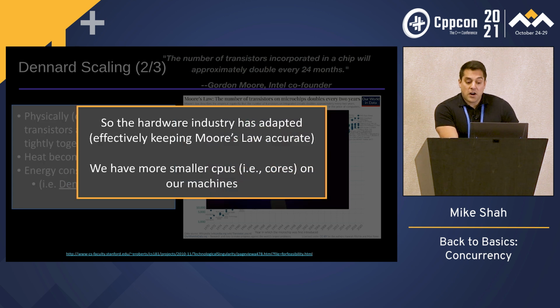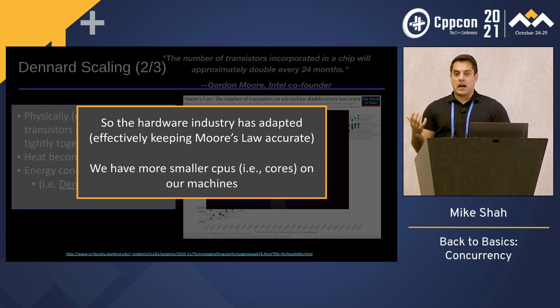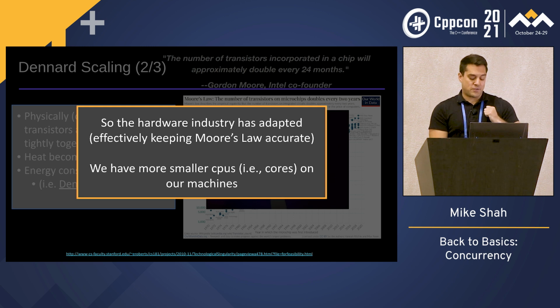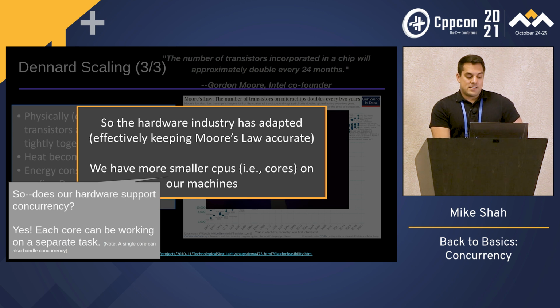Okay, so the hardware industry is going to adapt here in a way to keep Moore's law accurate, or this trend of doubling of transistors. Now we have more CPUs, or more cores, on our actual machines. We just add more cores rather than packing more transistors onto a single core. So again, does our hardware support concurrency? Well, yeah. Our cores are going to be able to work on separate tasks if we have multiple, or even one CPU core being able to perform multiple tasks.